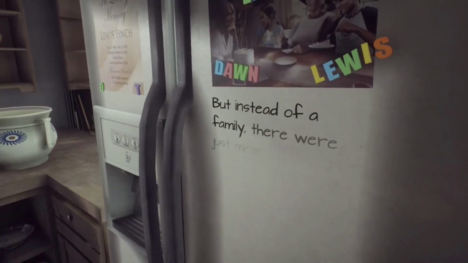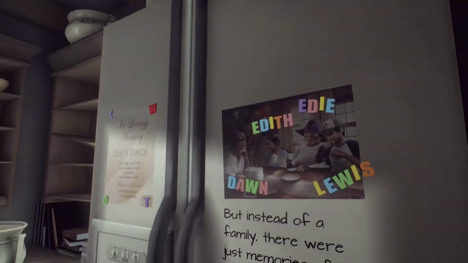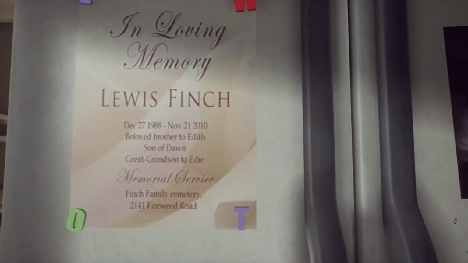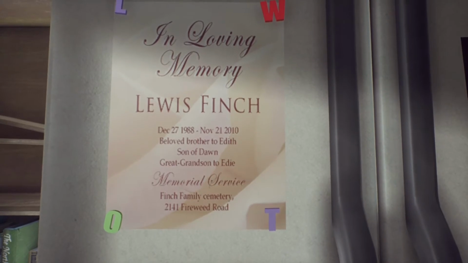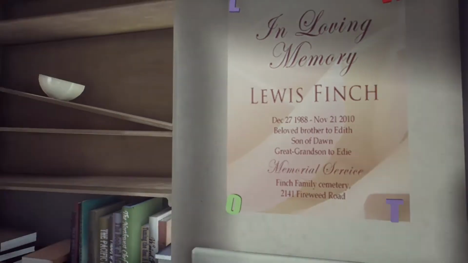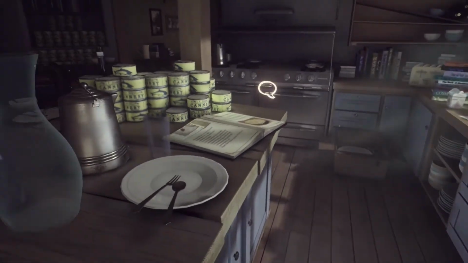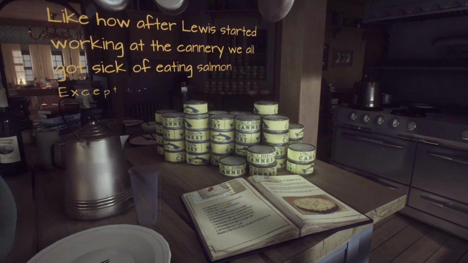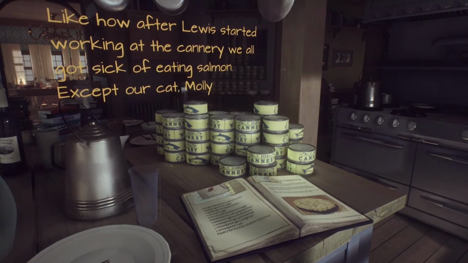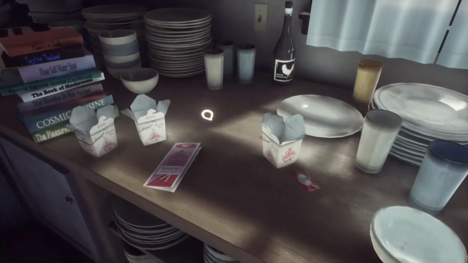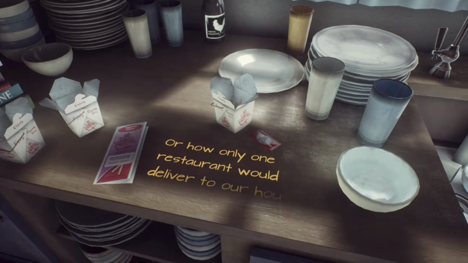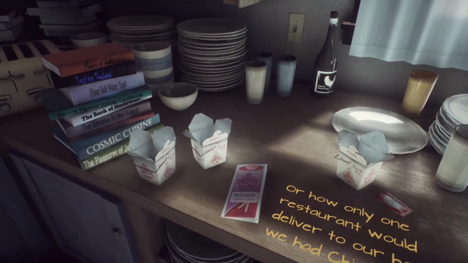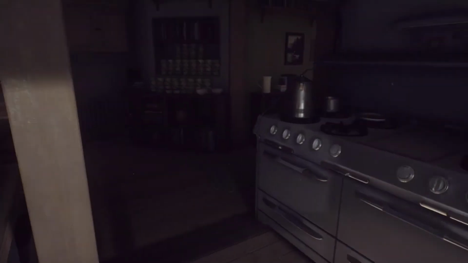But instead of a family, there were just memories of one. Loving memory of Lewis Finch. 1988 to 2010. 22 years old. More books. Like how after Lewis started working at the cannery, we all got sick of eating salmon. Except our cat, Molly. Or how only one restaurant would deliver to our house. So we had Chinese a lot. It's not such a bad thing, I guess.